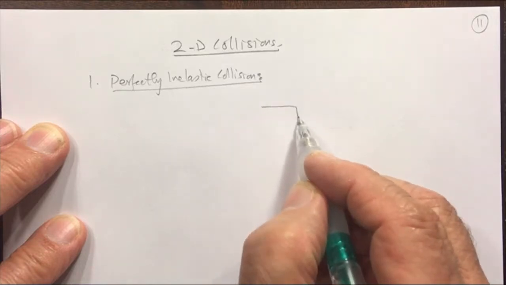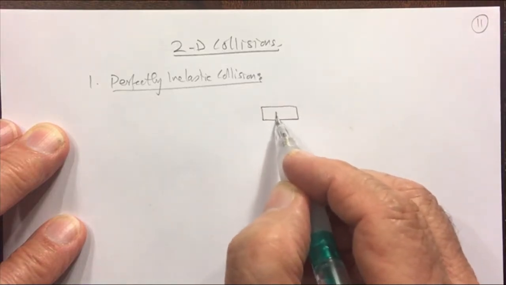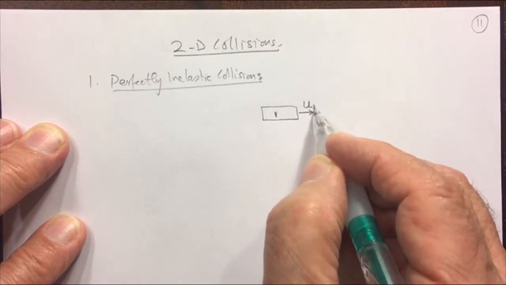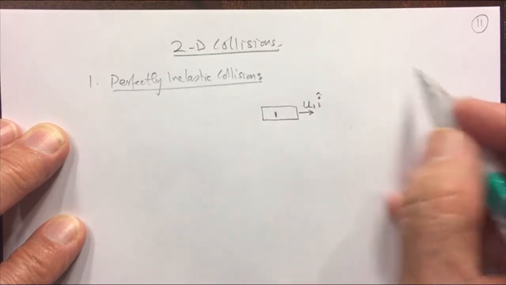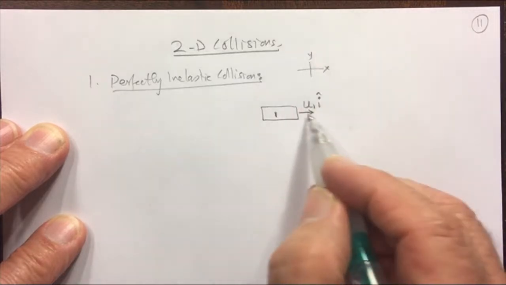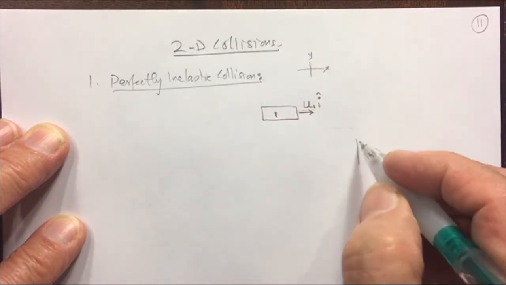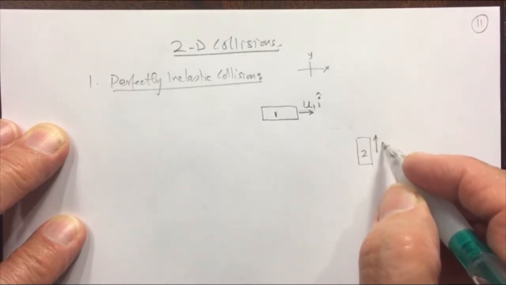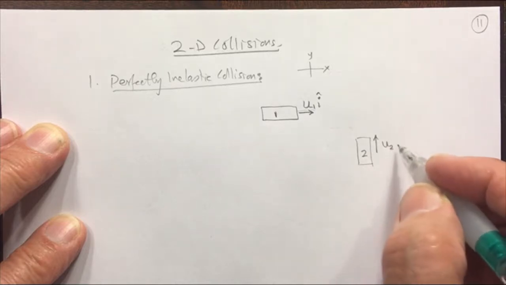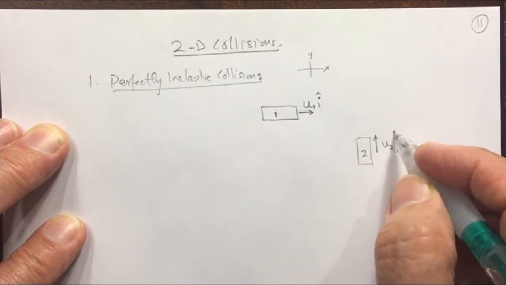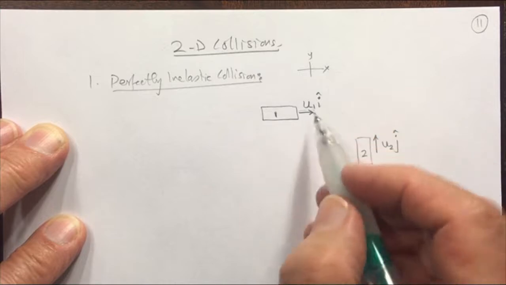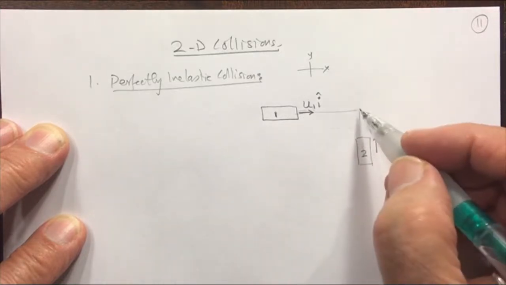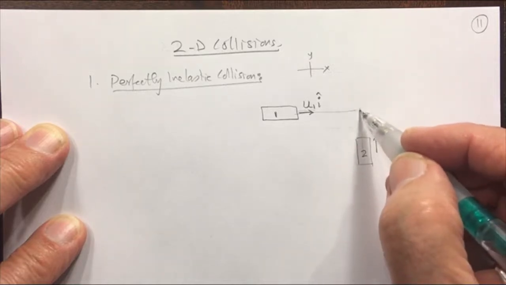So we have a car which is labeled as 1, moving with a velocity u1 in the i direction. So that's our x and y, so that's in the i direction. And another vehicle, that's number 2, that's moving with an initial speed of u2 in the j direction, so that becomes its velocity.